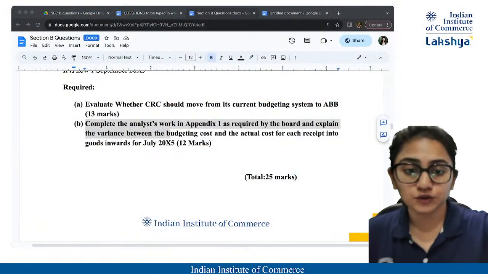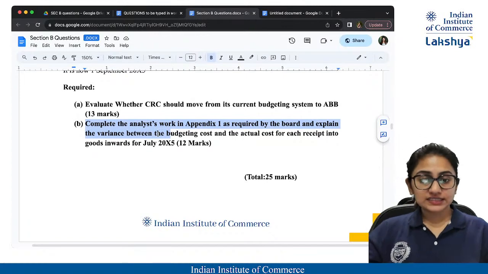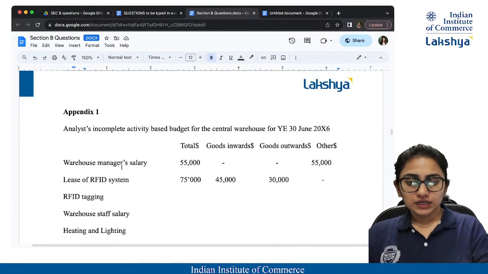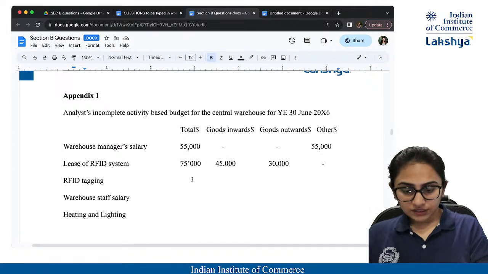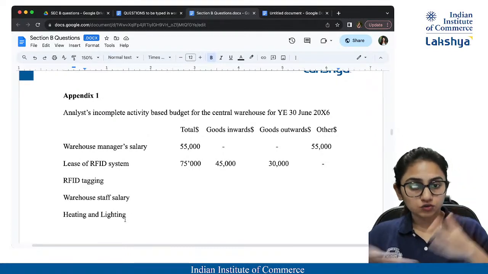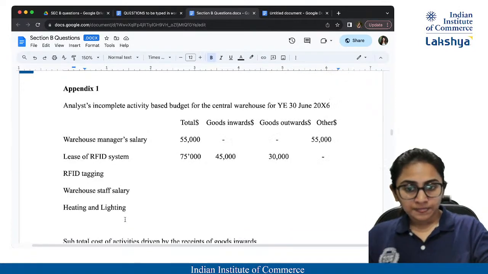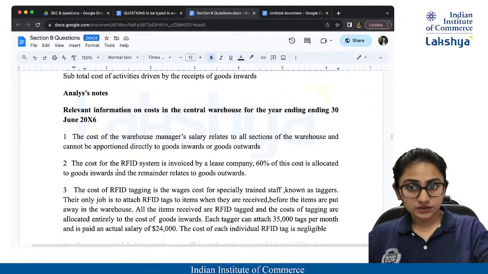Okay, now what we have to do is complete the analyst's work. The analyst has left his work incomplete. If you see warehouse manager's salary, after that 75,000 of lease, and after that RFID, warehouse staff salary and heating and lighting is not distributed only in goods outward, goods inward and others. But information is given about that, so we'll read that information once again so that we can solve it better. And we are going to solve it on Excel because this is a calculation. So let me just open Excel.